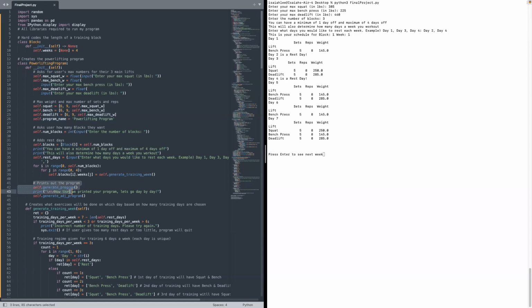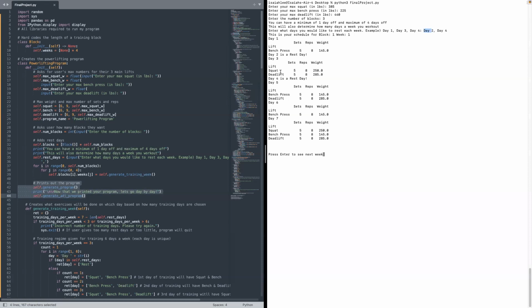This next part generates the program. And now I have my schedule for block 1, week 1. So this is day 1. It gives me the lift for bench press on the first day for 5 sets and 8 reps of 145 pounds. And the next day is a rest day, like I mentioned right here.